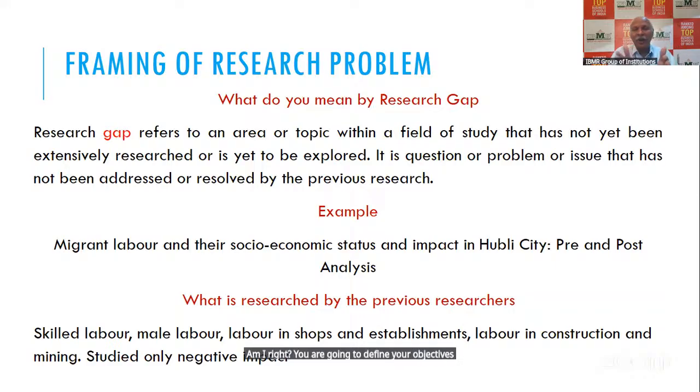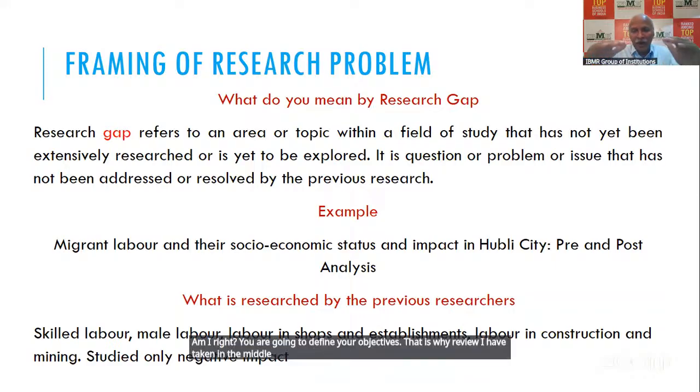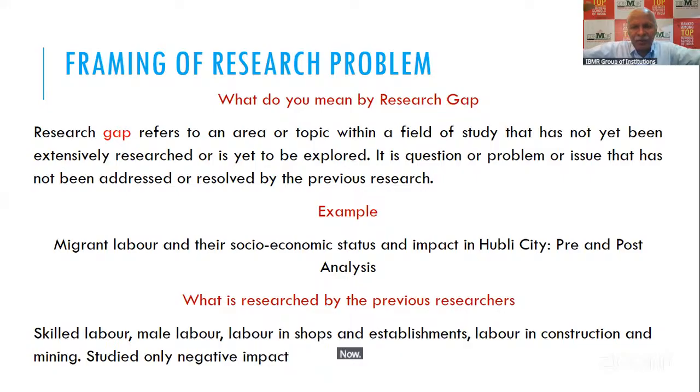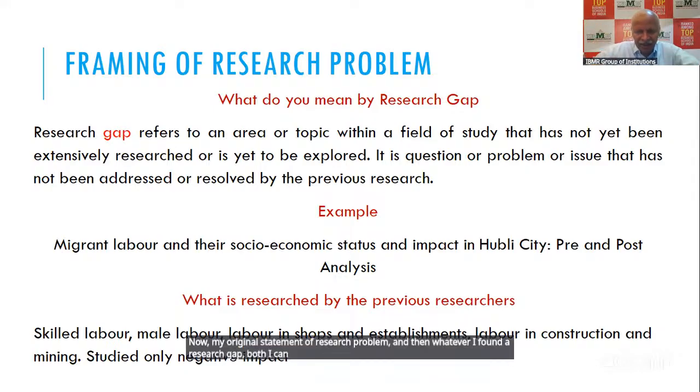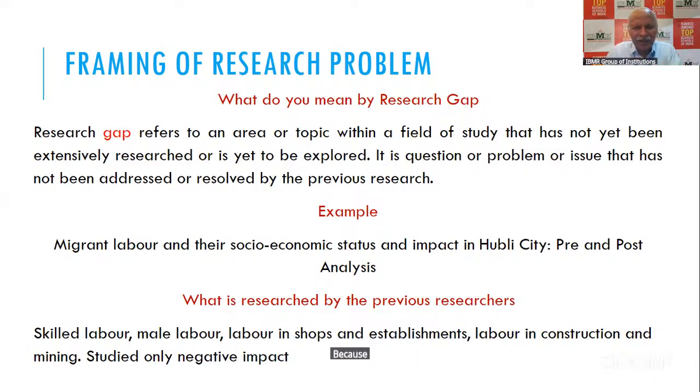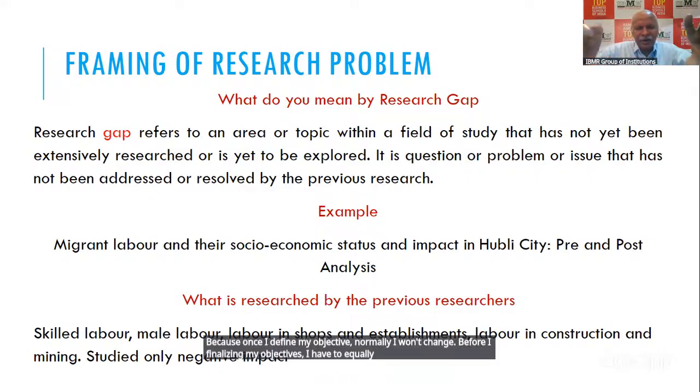You are going to define your objectives. That is why I have taken the review in the middle. Now, my original statement of research problem and whatever I found as a research gap, both I can take together and define clearly my research hypothesis and my research objectives. Therefore, I have taken literature review at this particular stage. Am I clear to you? Because once I define my objective, normally I won't change.